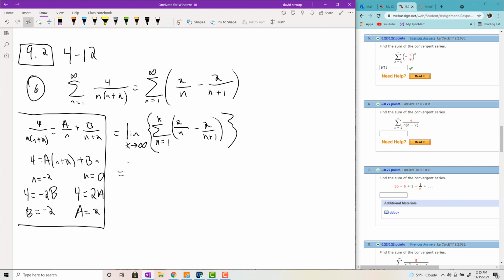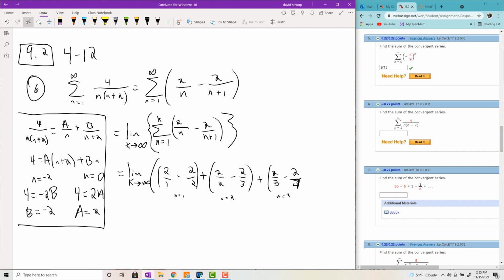So usually what I will do is get the first three terms and the last three terms so I can see the nice sort of cancellation. Okay, so I'll begin with n equals 1, and I'll have 2 over 1 minus 2 over 2, plus, go to n equals 2. I'll have 2 over 2 minus 2 over 3, plus n equals 3. And you get 2 over 3 minus 2 over 4.